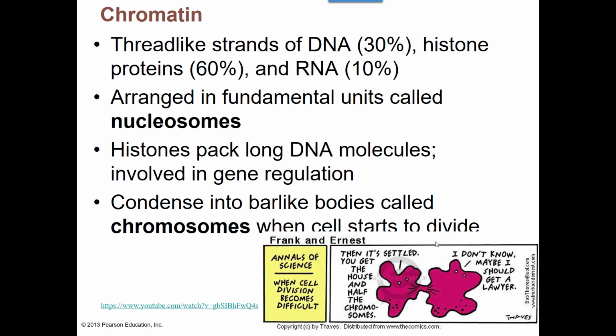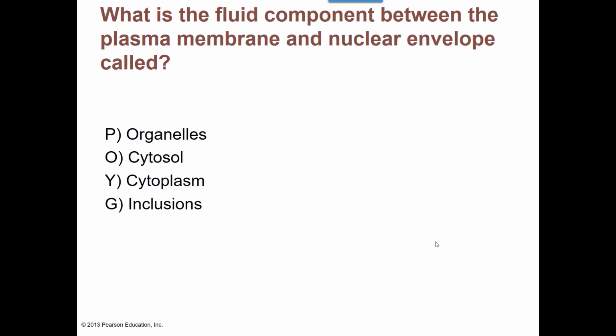Now, a little review of this section, part C, of all the organelles. What is the fluid component between the plasma membrane and the nuclear envelope? Just the fluid part is the cytosol. The cytoplasm is all of that: the cytosol, the organelles, and the inclusions. Just the fluid part is the cytosol.